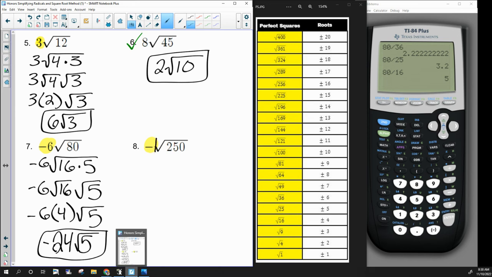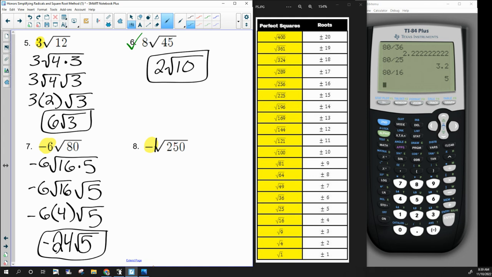Isn't it crazy how often that little invisible -1 shows up? The mathematicians just don't like to write 1s. Because when you multiply things by 1, nothing happens. They like to leave it out, keep things as simple as possible. Okay, so our number this time is 250.